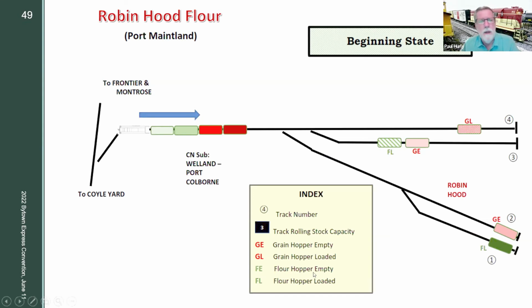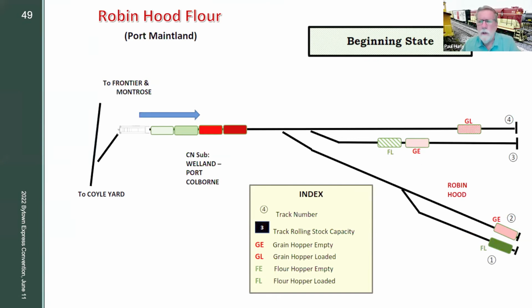So this is the beginning state. This is a TH&B switcher that's going to pick up this string of hoppers. The red again are grain, and grain is arriving, so they're loaded. These are empty hoppers specialized for flour, and you can see the demarcation and the coding that I've added down here just to help out. So this is the placement of cars on the various sidings as you and I would have come to this in an operating session on the layout.